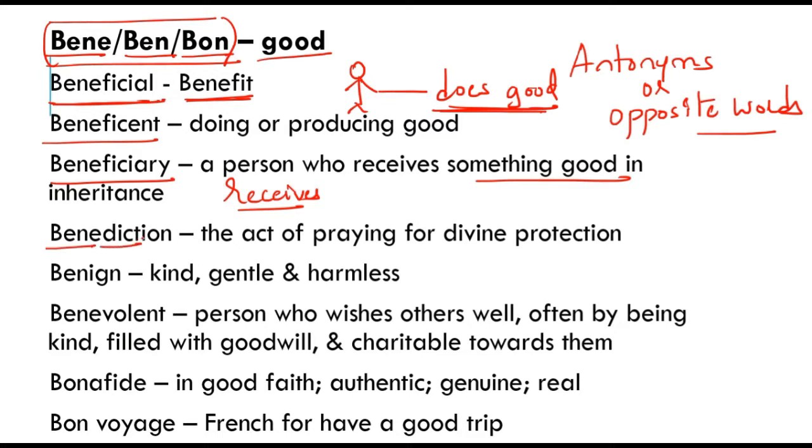Next, benediction. Benediction is made up of two root words. The first root word is Benny. The second root word is Dick or Dict. Dick or Dict is a root word which means to say. Okay, now you can easily guess the meaning of the word. Benny means good. Dict means to say something. So a person who says something good is actually called benediction.